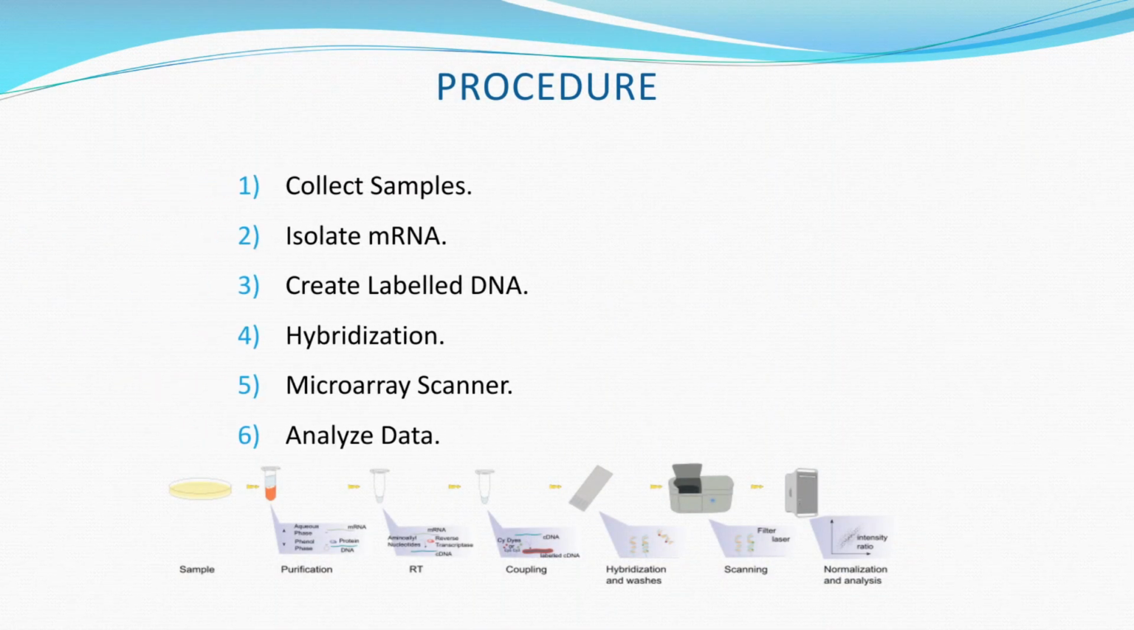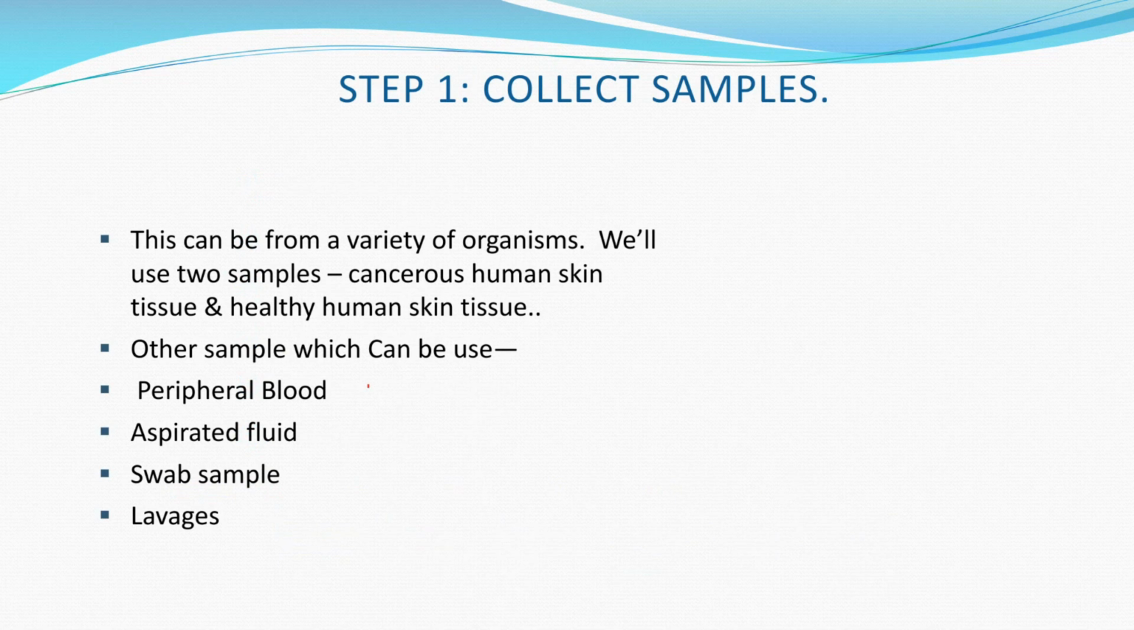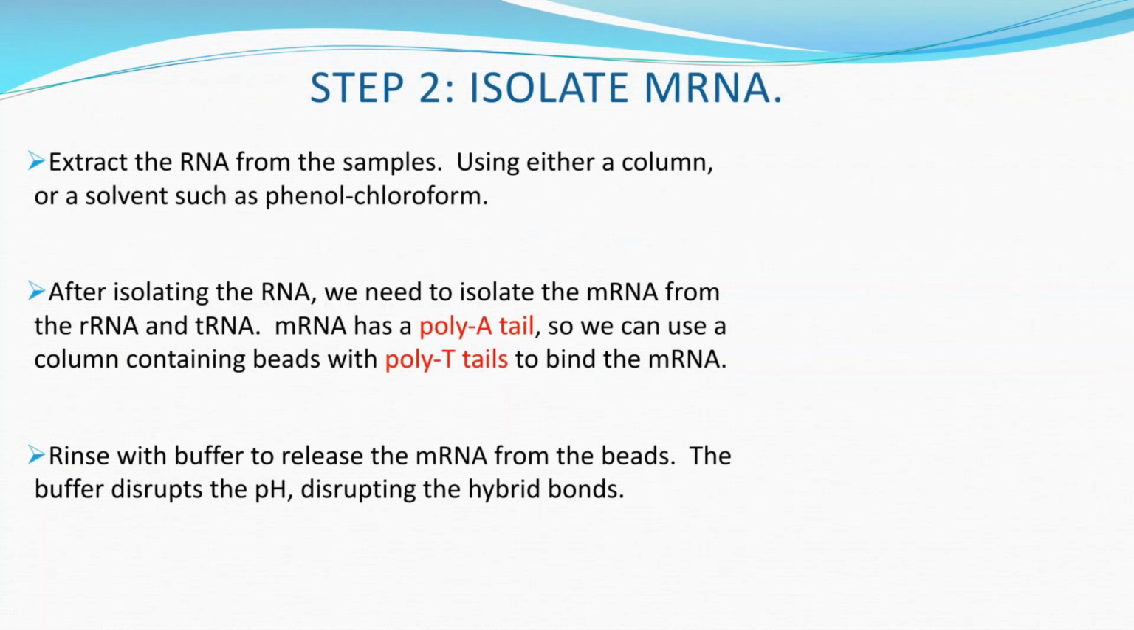The steps of DNA microarray are: collection, isolation, creation, hybridization, microarray scanner, and how to analyze the data. The first step is the sample procedure. We can take either a sample of peripheral blood, aspirated fluid, swab sample, or lavage, anything, any cells containing DNA can act as a sample.